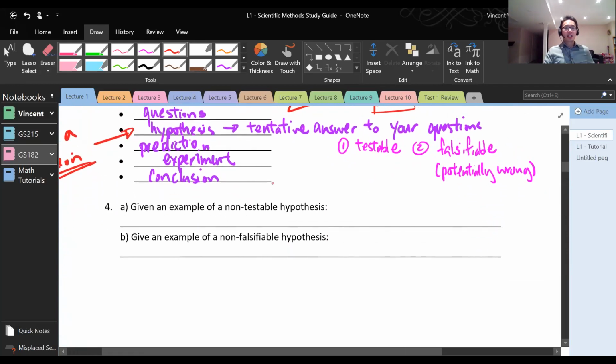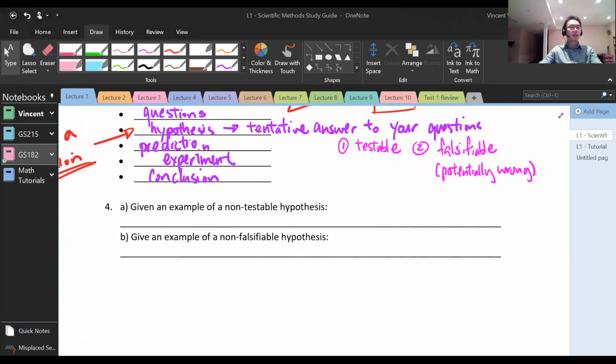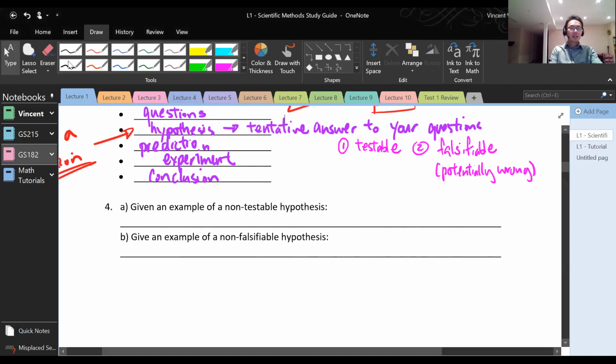Give an example of a non-testable hypothesis. Anyone want to try? Feel free to type it in the chat box, or just unmute. Give me an example of a non-testable hypothesis. Okay, so we have things like angels do not exist, cultural beliefs. Yeah, those are good examples, I suppose.